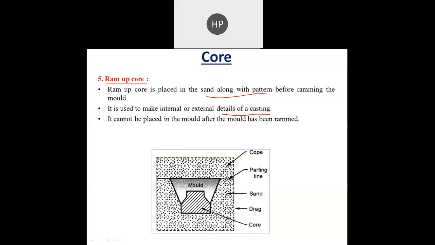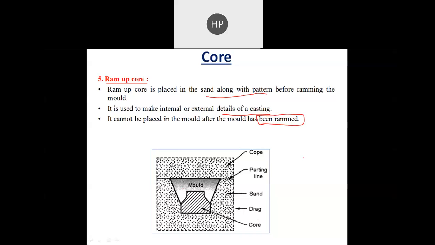Okay, so sometimes you want to put that core inside. So how is it possible to put that core inside? In that case, it is directly fit with the pattern so that it can generate some internal or external casting, and it cannot be placed in the mold after the mold has been rammed. Okay, so that's why it cannot be put in once we create a hollow cavity.